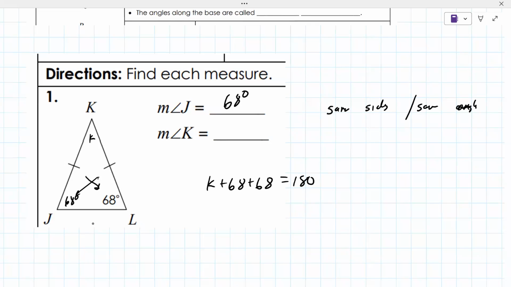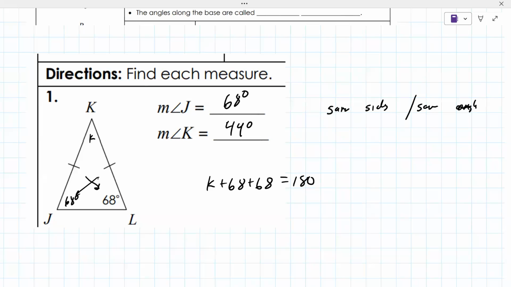Do you have a calculator handy? Yeah. All right. Will you calculate it for us, please? Okay, it's 44 degrees. I agree. Okay, now that's one style of problem that you will get.